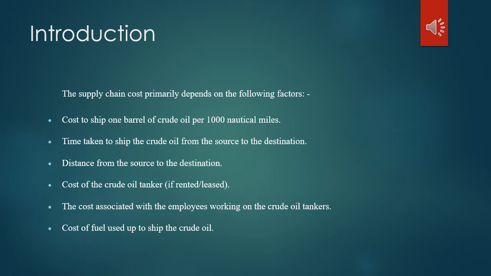The supply chain cost of crude oil tankers primarily depends on the following factors: cost to ship 1 barrel of crude oil per 1000 nautical miles, time taken to ship crude oil from its source to the destination, distance from the source to the destinations, cost of the crude oil tanker if rented or leased, cost associated with employees working on crude oil tankers, and cost of fuel used to ship the crude oil.